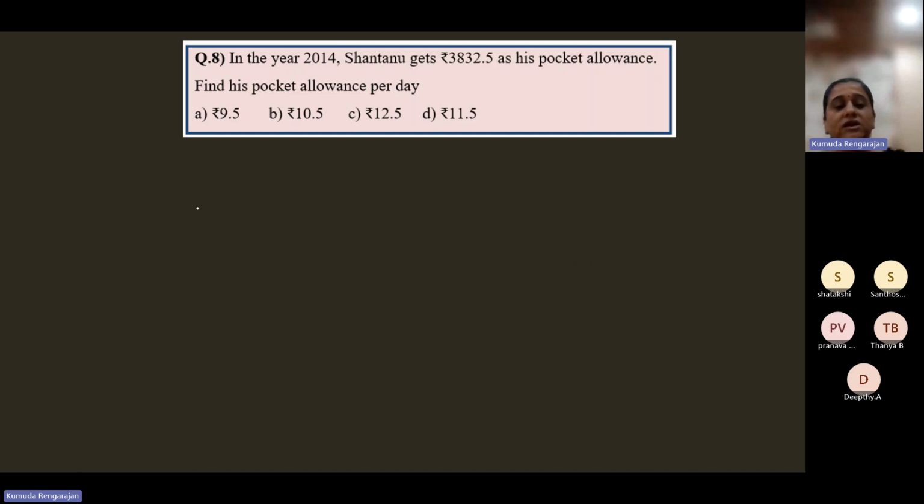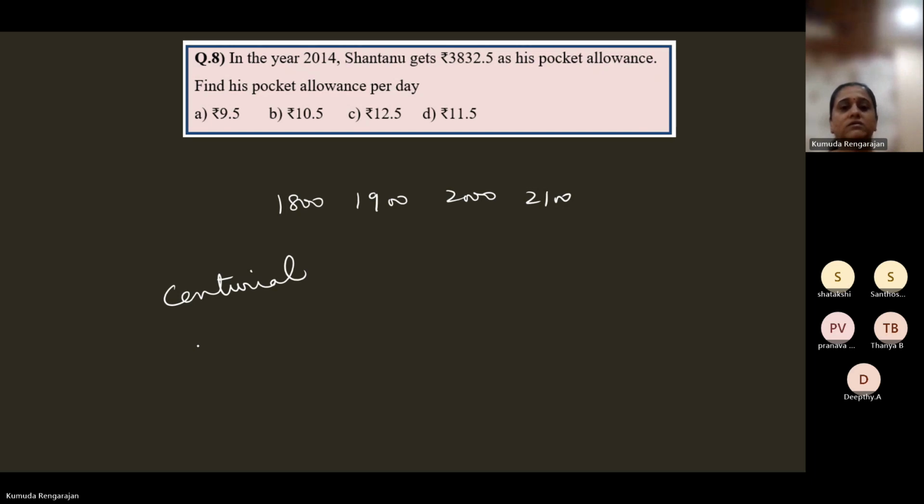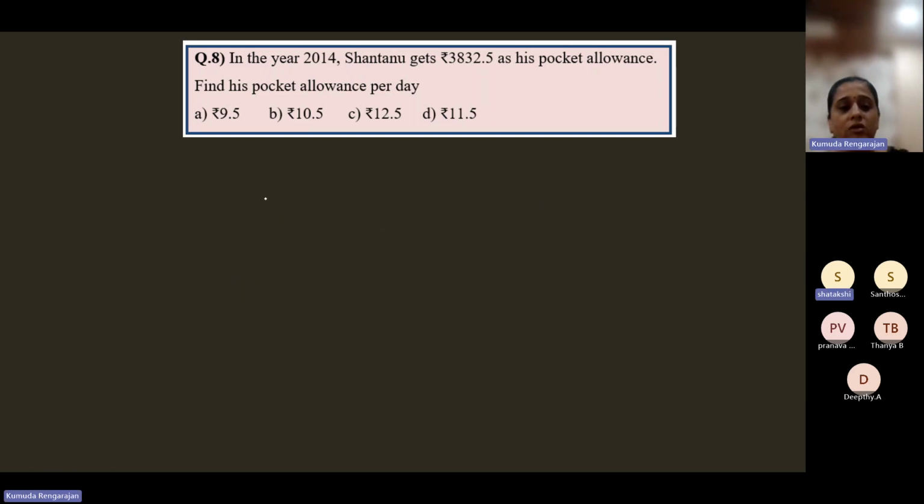If it's a centurial year, it should also be divisible by 400. If it's a centurial year like 1800, 1900, 2000, 2100, if the year is a multiple of 100, then such years should be divisible by 400 also. Only then it's a leap year. With 365 only, so yeah, you're okay.